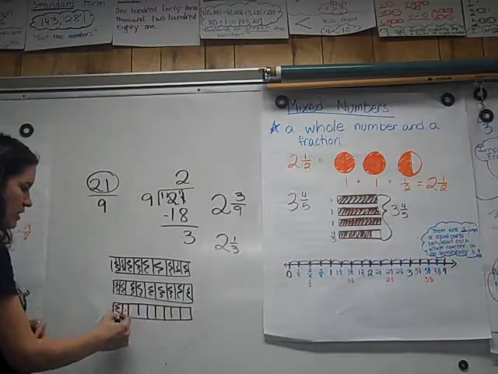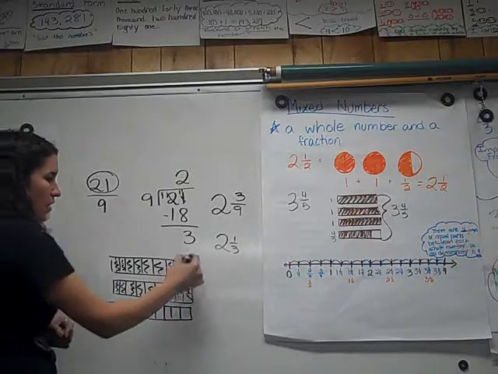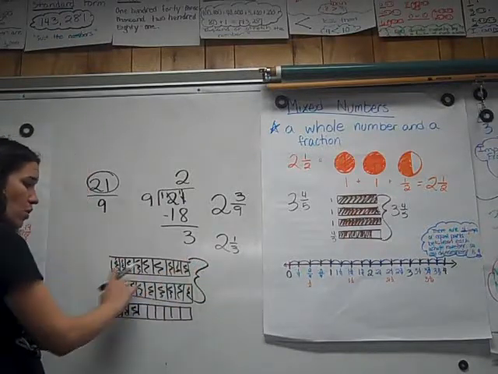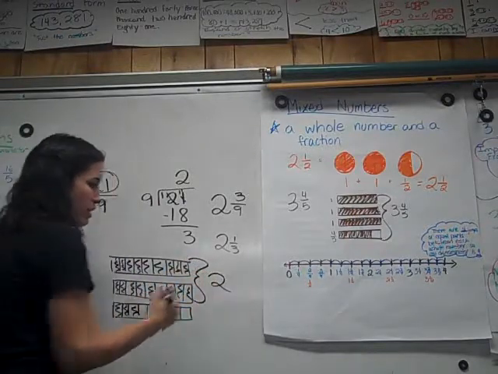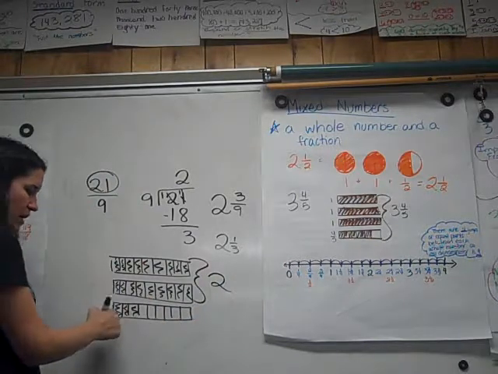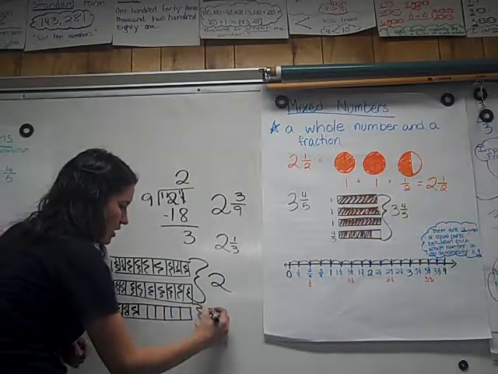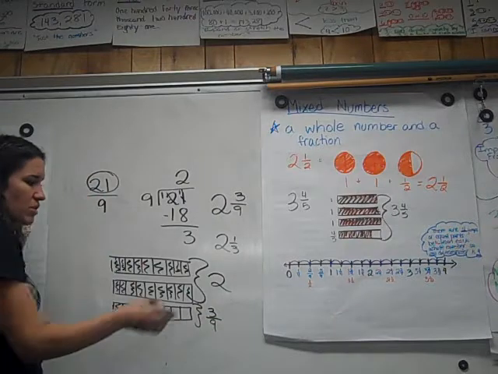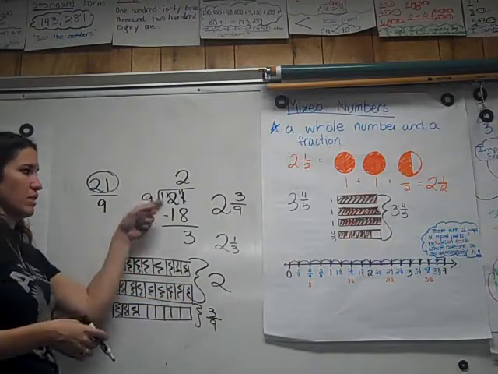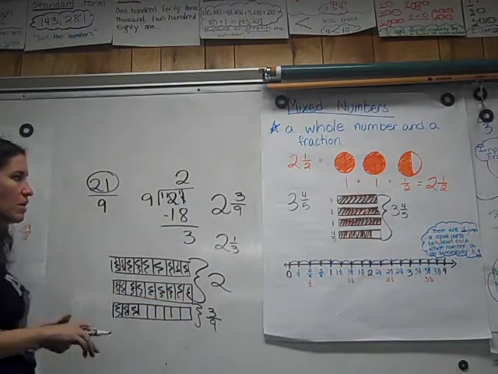That was 18, 19, 20, 21. And then I have 2 whole bars shaded. That's my 2. And then I have 3 parts here out of 9. So this would be 2 3/9, which is what this division just showed us up here.